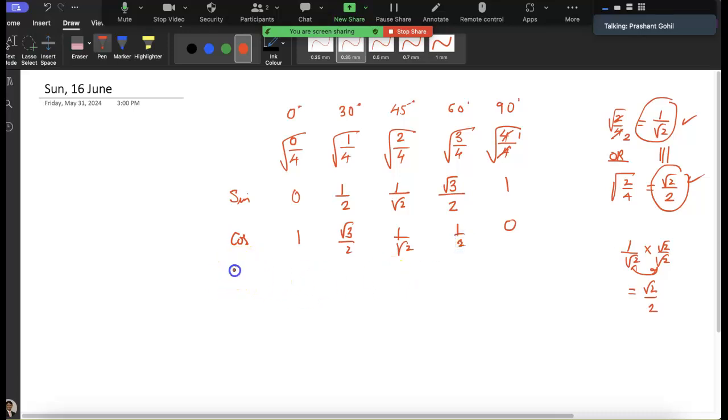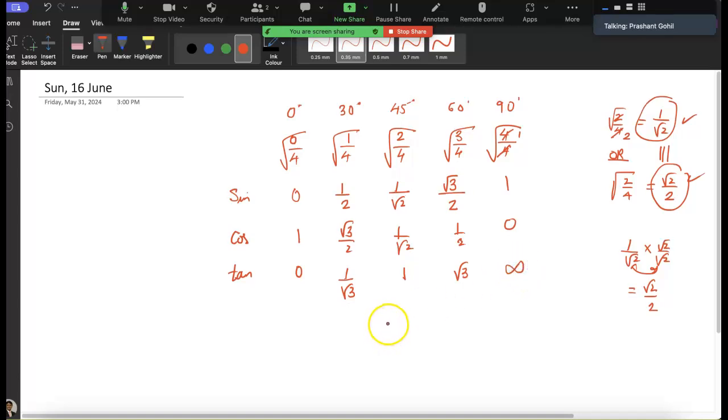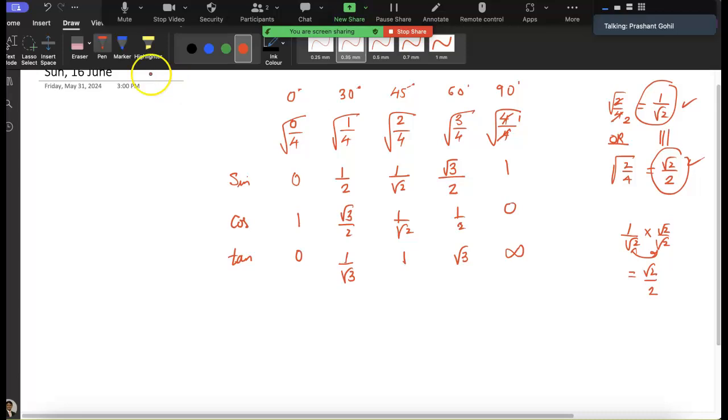Correct? How do you write your tangent or tan? Sine over cos. Sine over cos. So 0, correct? This is 1 by root 3, then this would be 1, because they are equal, they will cancel off. And then root 3, and anything above 0 is not defined. Infinity or not defined, I don't know, what do you write in your board? In IB we write it as infinity. Correct, it's not defined, basically.